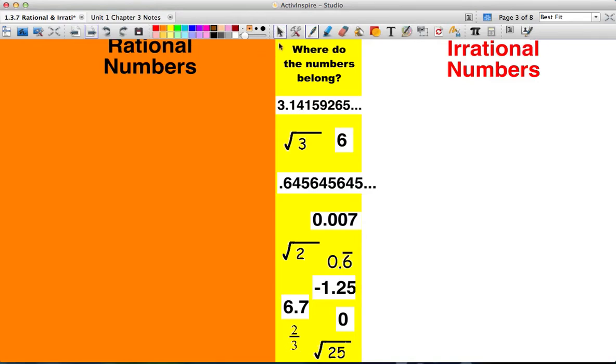Okay, so in looking at these numbers, I want you to take a second and look, and I want you to determine if you think they're irrational or rational numbers just based on what we just talked about. When you come back, we'll go over your answers.